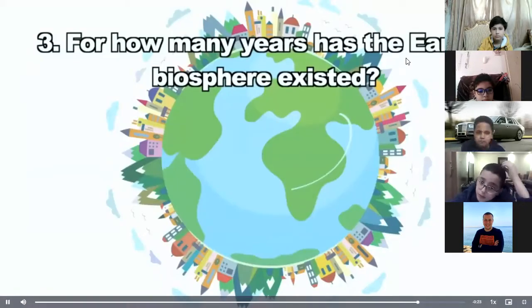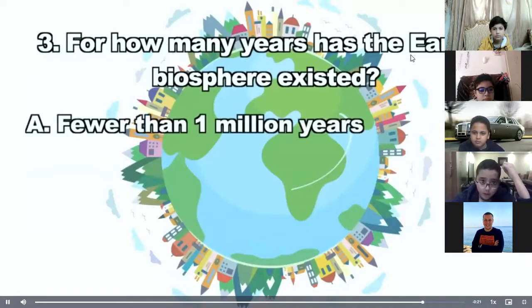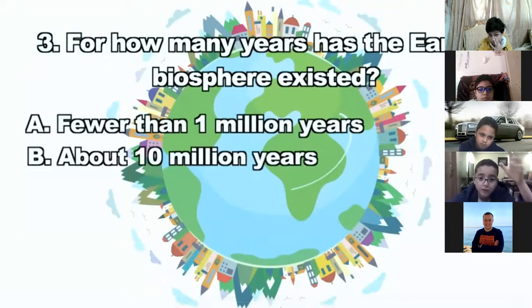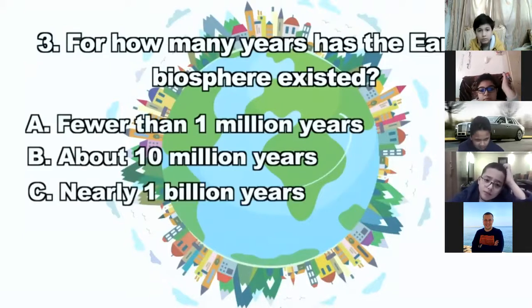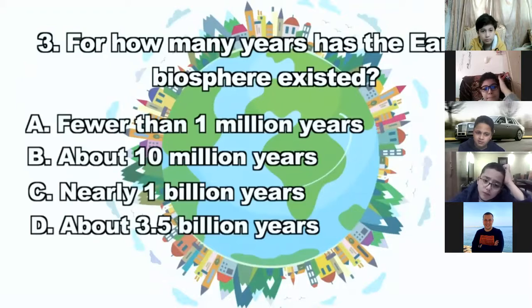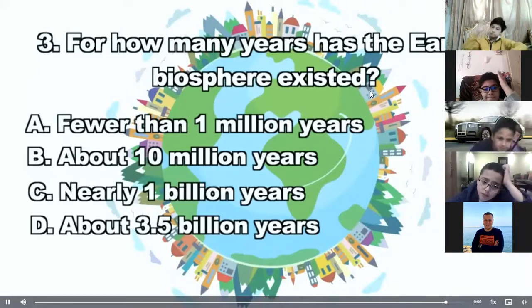Question 3. For how many years has the Earth's biosphere existed? A. Fewer than 1 million years. B. About 10 million years. C. Nearly 1 billion years. D. About 3.5 billion years.